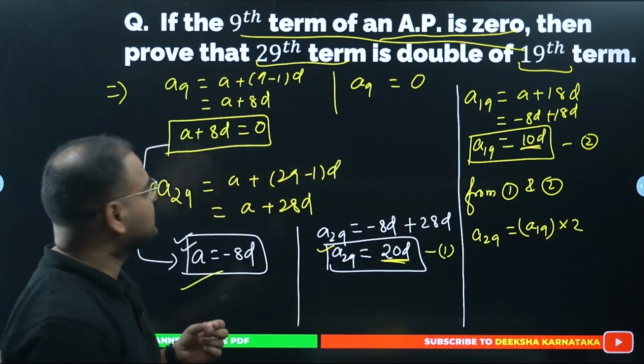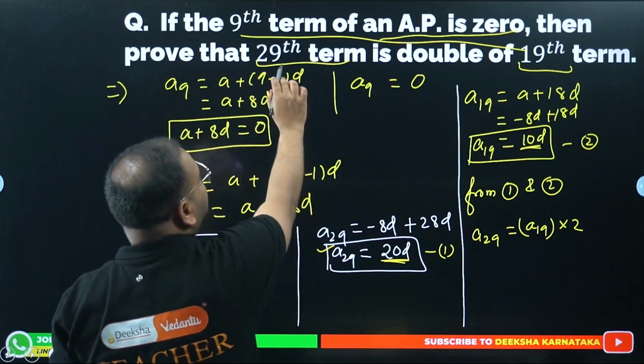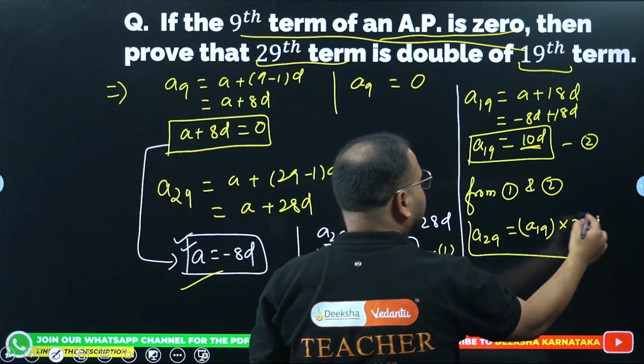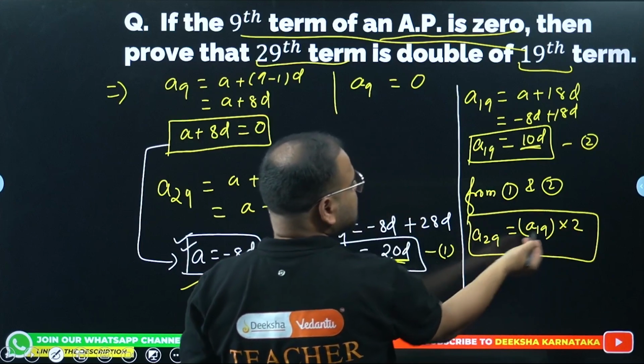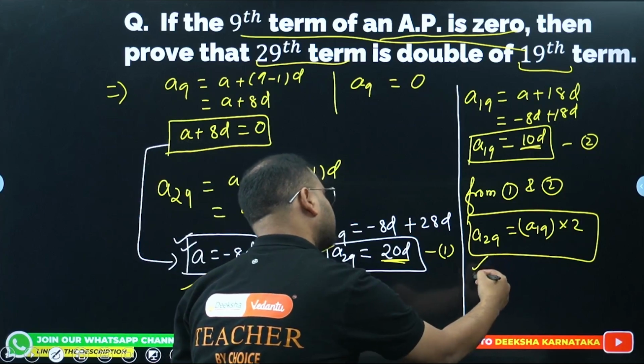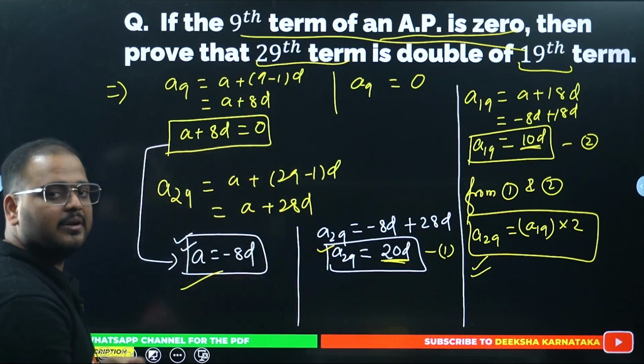A19 times 2. Check it out here. Prove that the 29th term is double the 19th term. Have we not proved it here? The 29th term is double the 19th term. Question done. Very, very simple. Alright, let's move on.